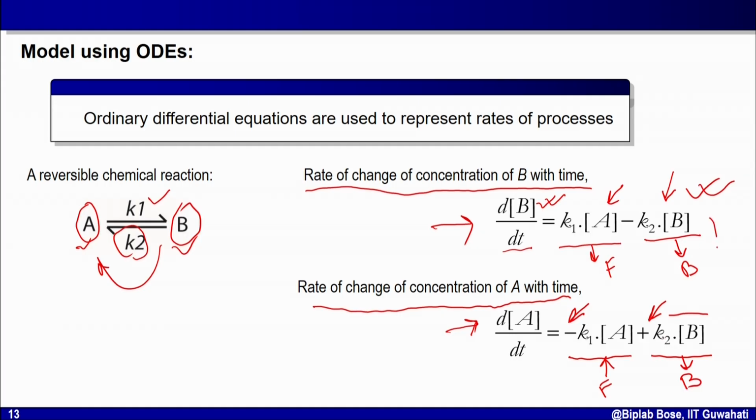So actually both these ODEs are exactly the same except the signs. The signs are inverted. So these two equations are essentially my mathematical model for this reversible reaction. And the ODEs written here are representing rates of the processes: rate of formation of B, rate of formation of A.